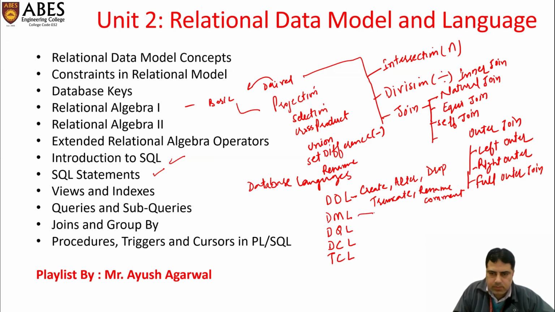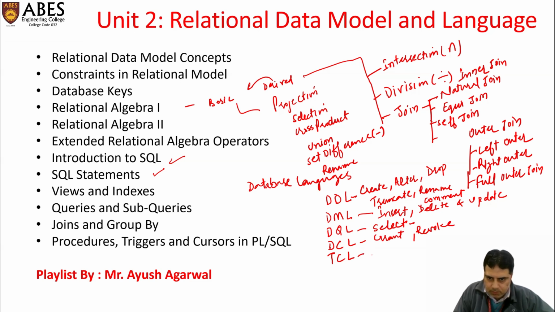In DML, this is data manipulation language, we will cover insert, delete, and update. In DQL, we will cover the select queries with clauses. In DCL, data control language, that is grant and revoke command. In TCL, transaction control language, we will cover commit, rollback, and save point.